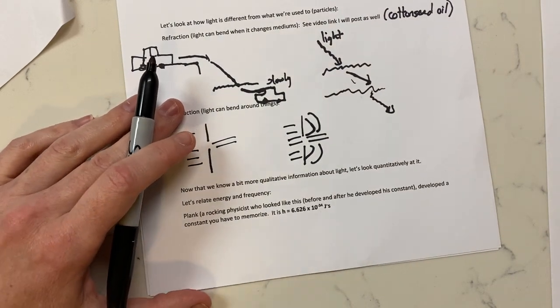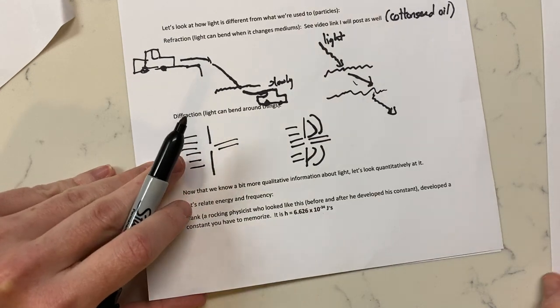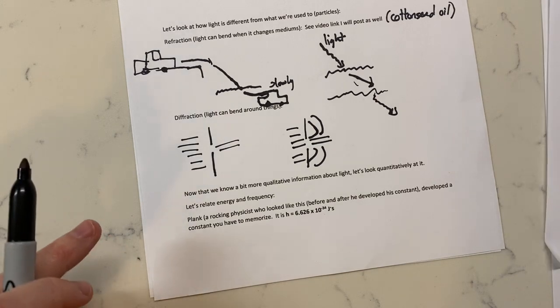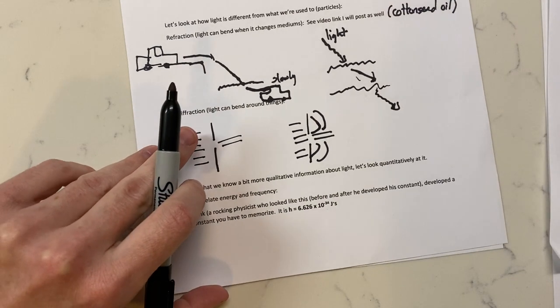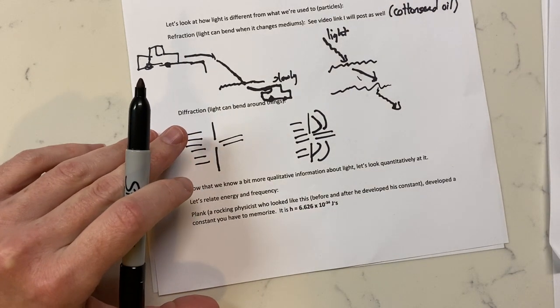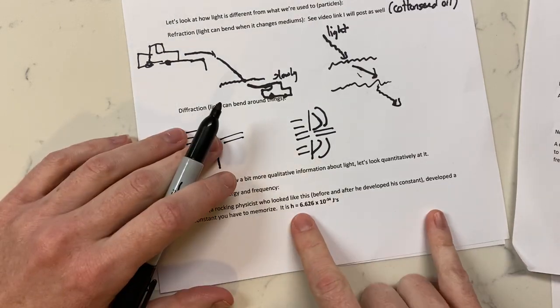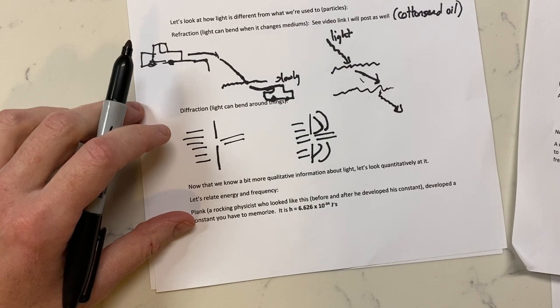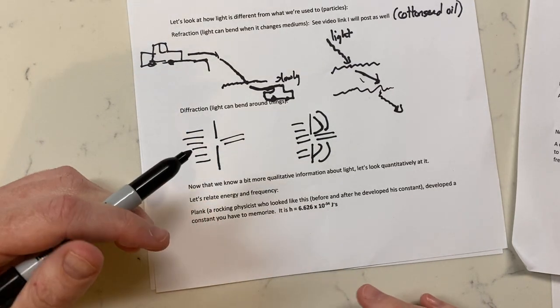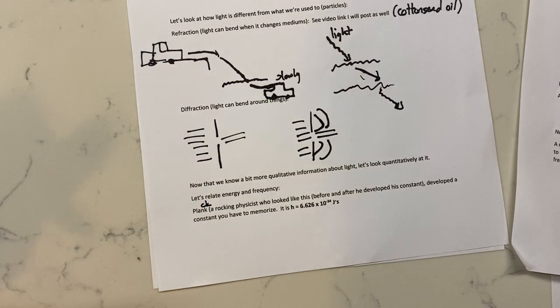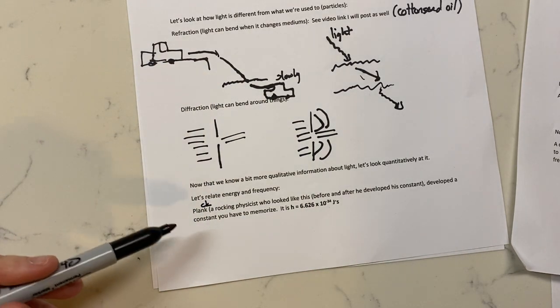So now we can finally get to poor Max. Next. Whew. All right, so he's a rocking physicist who looked like this before and after, and developed a constant you have to memorize. So first, this is the constant you have to memorize. It's called Planck's constant. Oh, I spelled Planck wrong. It's actually N-C-K, my bad.